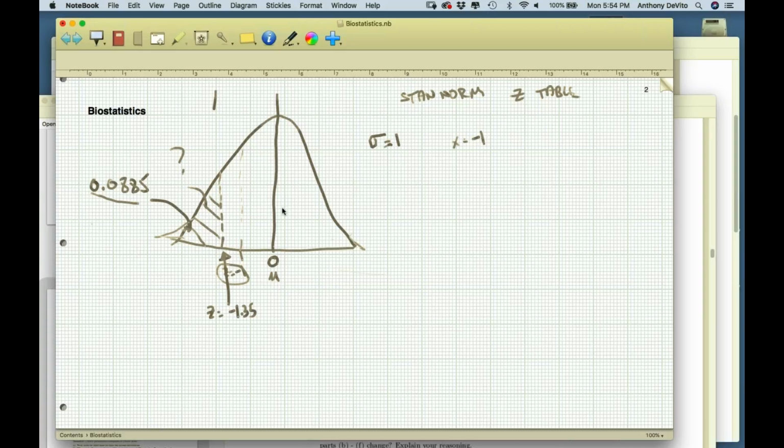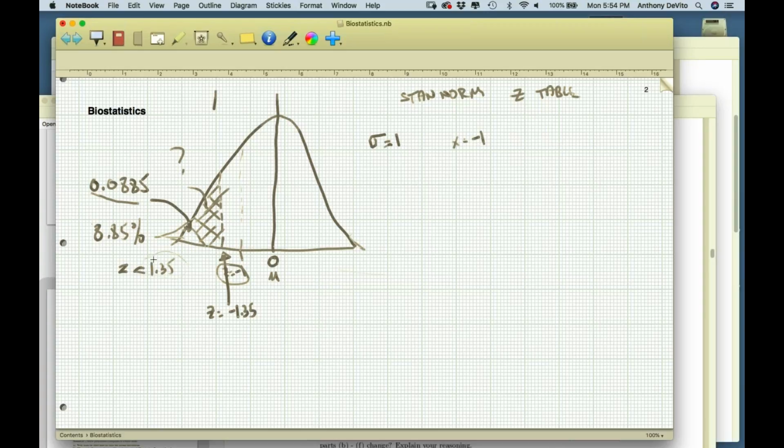This represents 100% of a population as a percentage, which represents 8.85% of a population. So this area can represent a probability, can represent a proportion of a population, can represent the number of people, part of the population that has a value, z-score, less than this value. Now notice it said z less than 1.35.